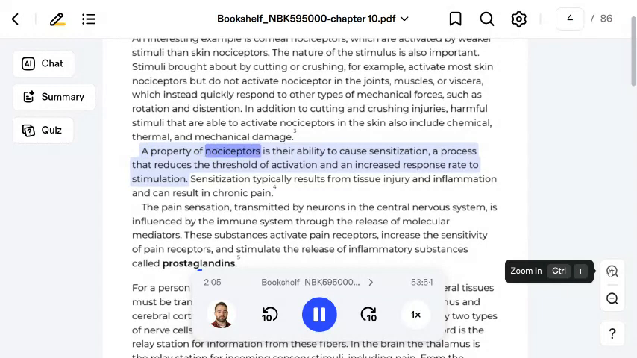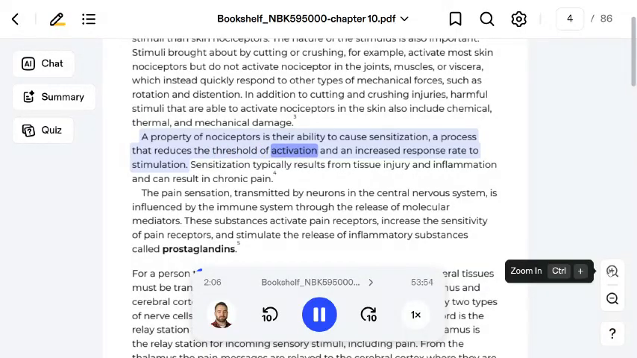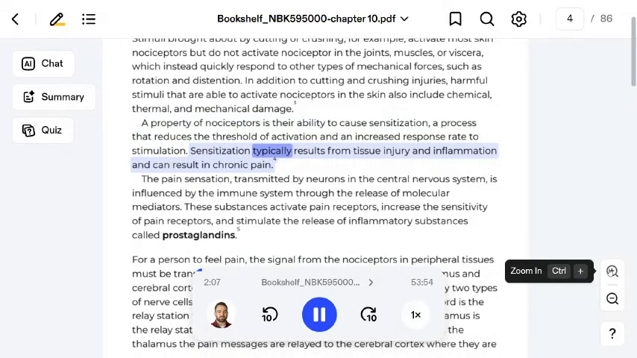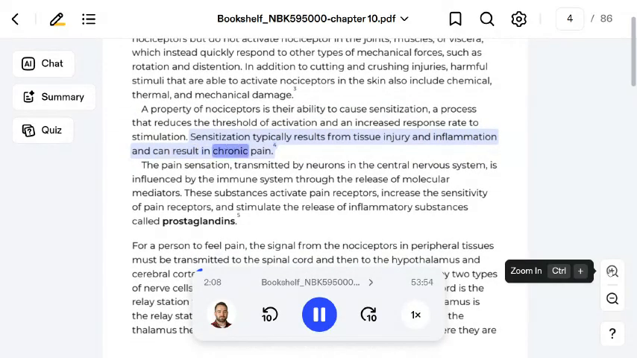A property of nociceptors is their ability to cause sensitization, a process that reduces the threshold of activation and increases the response rate to stimulation. Sensitization typically results from tissue injury and inflammation and can result in chronic pain.